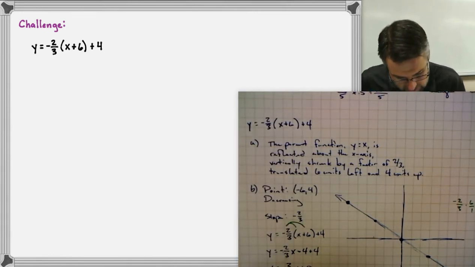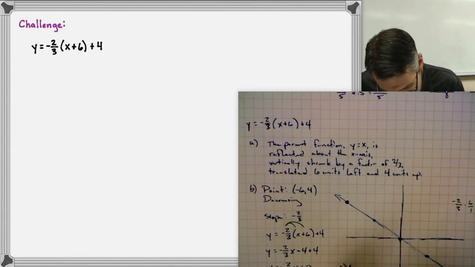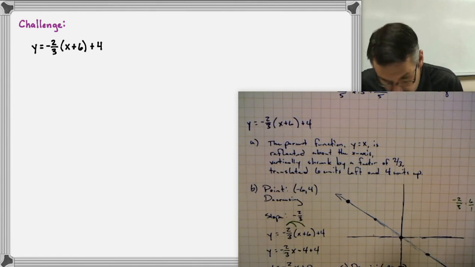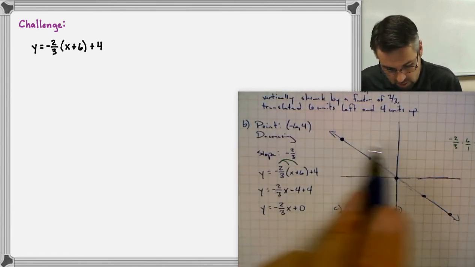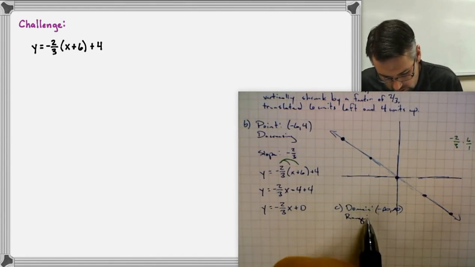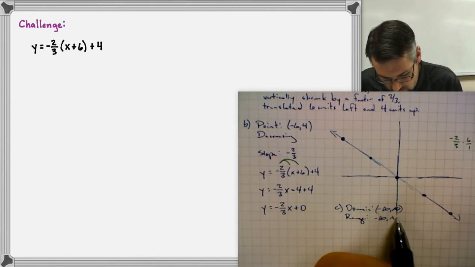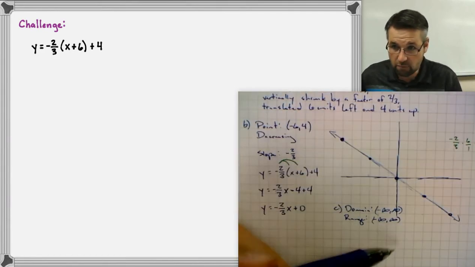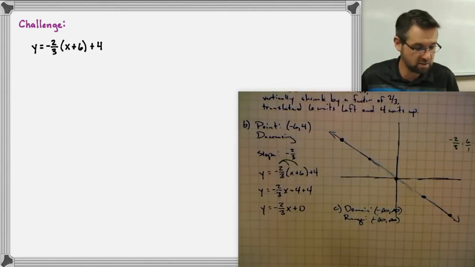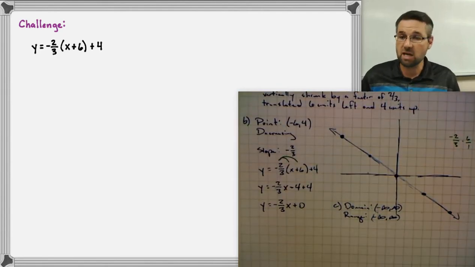All right, and then the last thing, the domain and the range. Well, the domain in this guy is going to be all real numbers, -infinity to infinity, because it goes to the left forever and it goes to the right forever. And then the range is going to be also -infinity to infinity, because the graph goes down forever and it goes up forever, right? The lowest point is -infinity, the highest point is +infinity. All right, that wraps up this lesson.